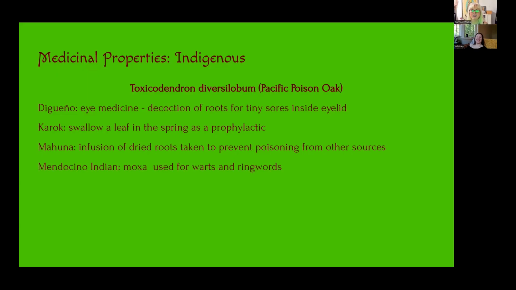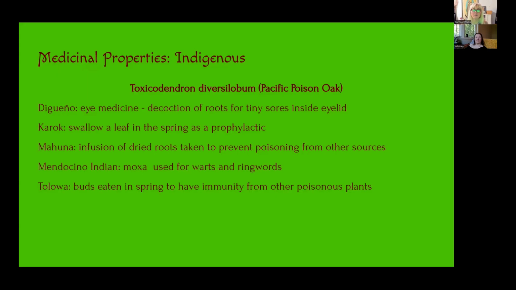So what is a moxa? It's like a burning, they use the smoke in very specific areas. Like moxibustion, I think, in traditional Chinese medicine, they use those cups. It's part of moxibustion, but I think moxa is just the actual smoking of a specific area.